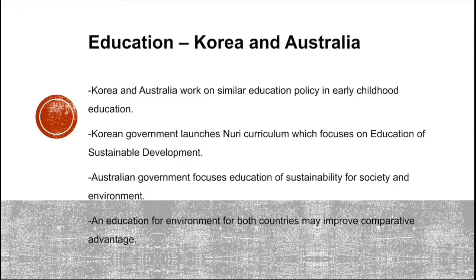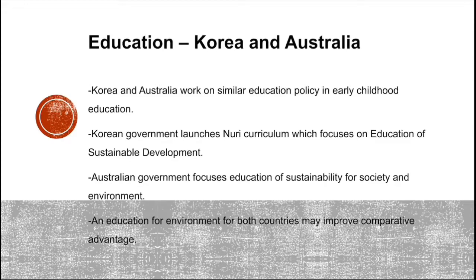Both countries have similar education policy in early childhood education. The Korean government launched the Nuri curriculum, which relates to environmental education for children who are 3 to 5 years old in kindergartens. This course focuses on education for sustainable development that relates to green growth education, which highlights green life such as saving energy. On the other side, the Australian government promotes education for sustainability, which encourages kids to be responsible to society and also for the environment. It shows Korea and Australia have worked in a similar way in education.